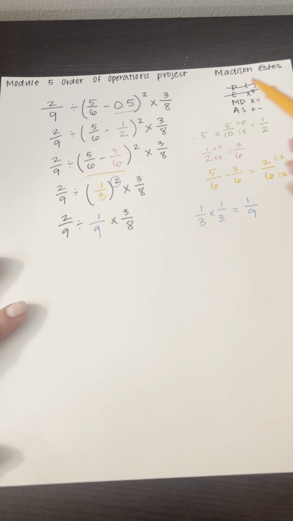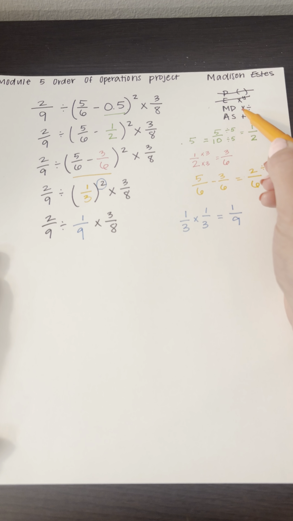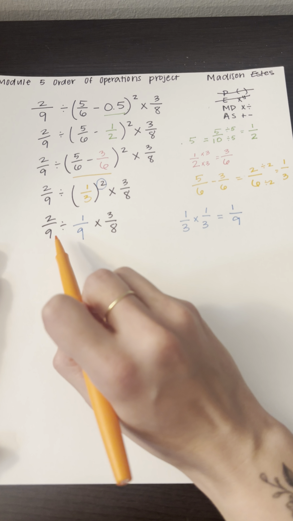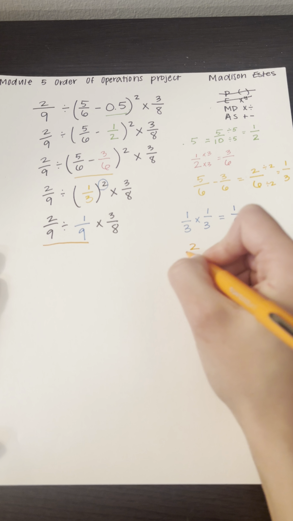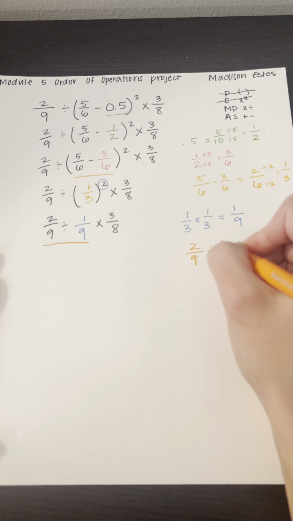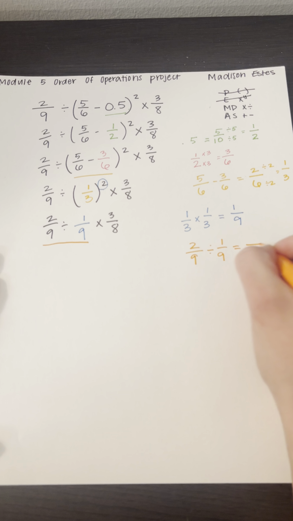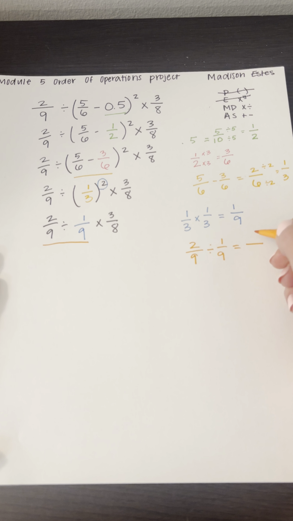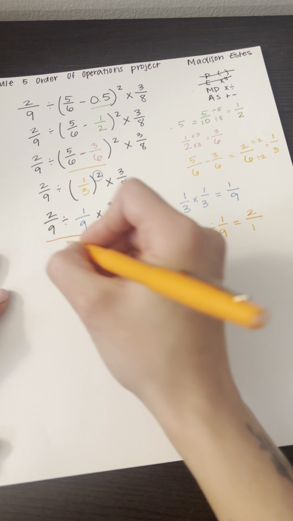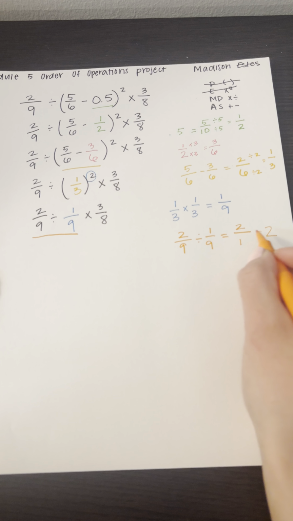Now we are going to do multiplication and division from left to right. So we don't necessarily do multiplication first. We do whatever comes first in the equation. So we have a division symbol. So we're going to divide 2/9 divided by 1/9. And since this has the same common denominator, we are going to just divide the numerator straight across. 2 divided by 1 is 2, and 9 divided by 9 is 1, and that can be written as just the numerator since it is over 1.